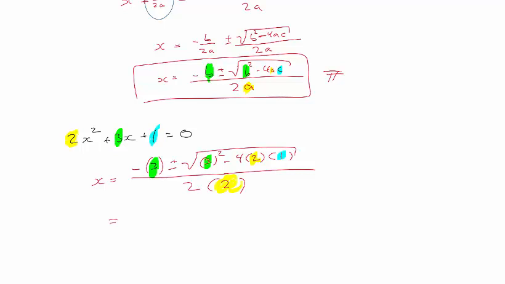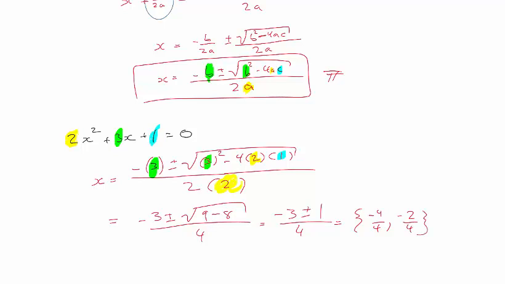And we have a negative 3 plus or minus the square root of 9 minus 8, all divided by 4. And so we end up with negative 3 plus or minus 1 divided by 4, which grants us, first we subtract the 1, so we have negative 4 divided by 4, and then we add the 1, negative 2 divided by 4, which reduces down to negative 1 and negative 1/2. And if you plug both of these into the original equation, you will get the left-hand side equaling 0, as we expect.